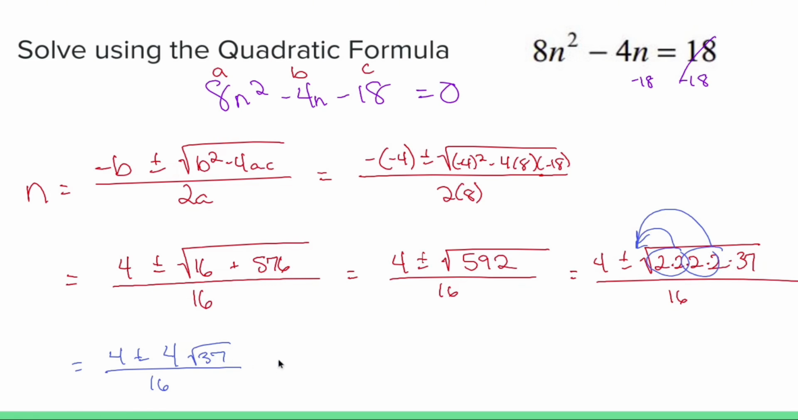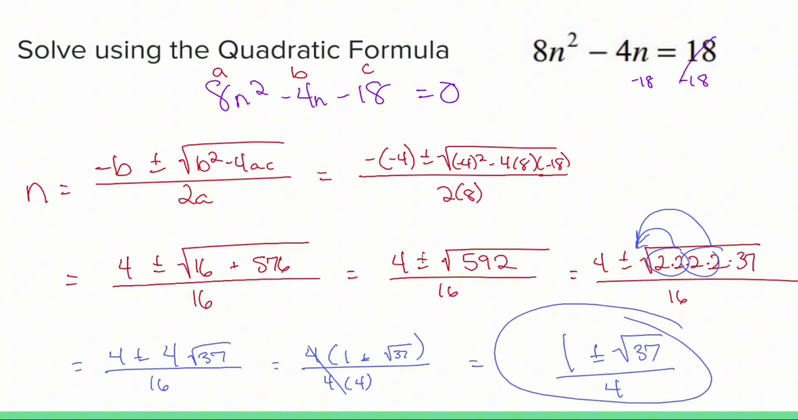Now I notice, oh, I can factor out a 4 out of both of these. So factor out a 4, 1 plus square root of 37 is going to be left over. I can factor a 4 out of 16. These cross out, and our final answer is going to be 1 plus or minus the square root of 37 over 4. Quadratic formula, baby.